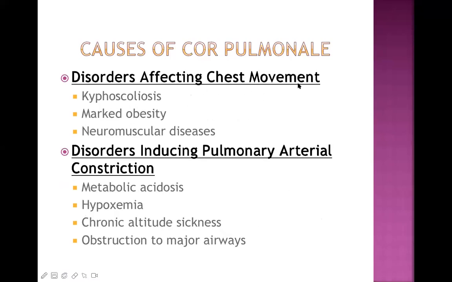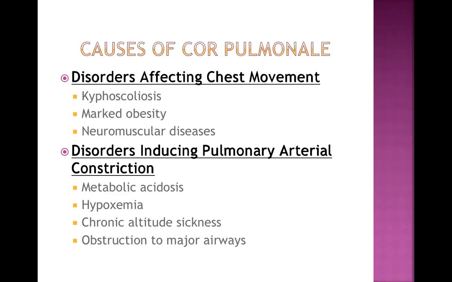Disorders affecting chest movement is another one, and these are kyphoscoliosis, marked obesity, and neuromuscular disorders. Now see, kyphoscoliosis. You know, kyphosis is backward bending of the vertebra, but the patient's position looks like the patient is bent forward, kneeling forward. But if I talk about the curvature of the vertebra, it is bent backward. Kyphosis. Scoliosis is on the side. The combination of that is kyphoscoliosis.